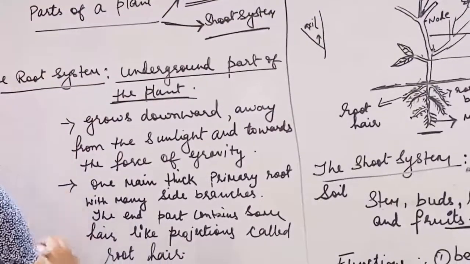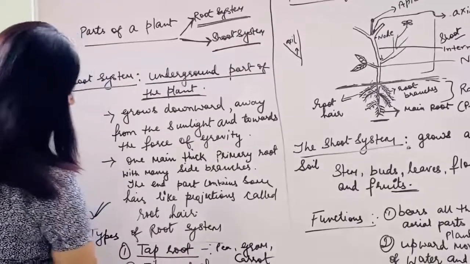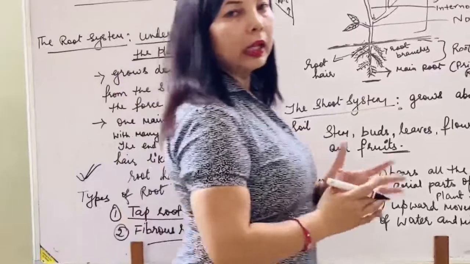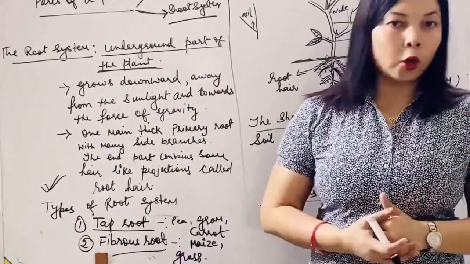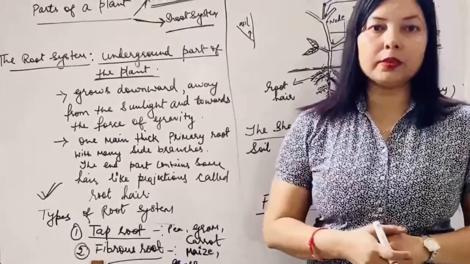So there are two types of root. One is tap root and second one is fibrous root. So as you can see that the roots lie under the ground, but all the roots are not of the same type. And there are tap roots and fibrous roots.